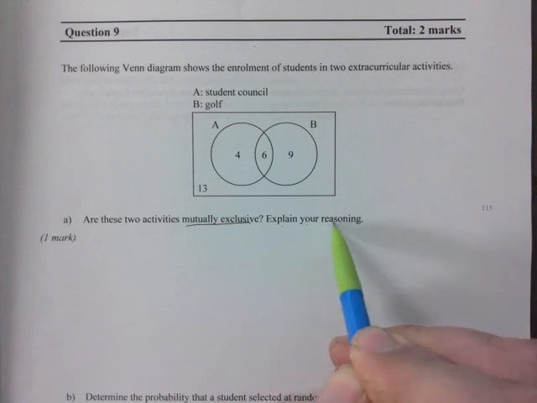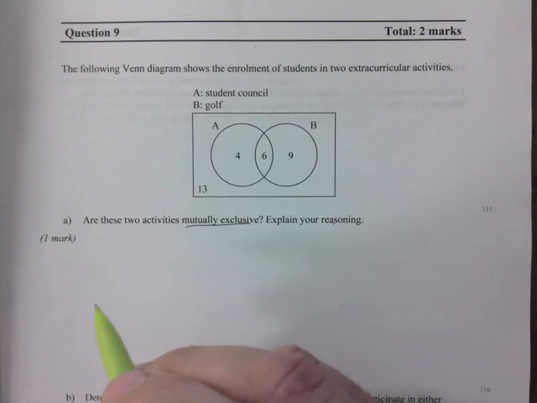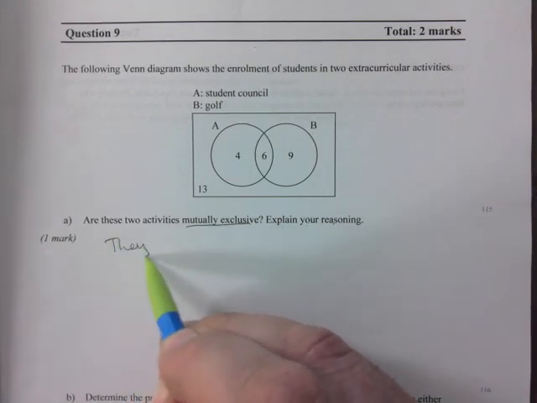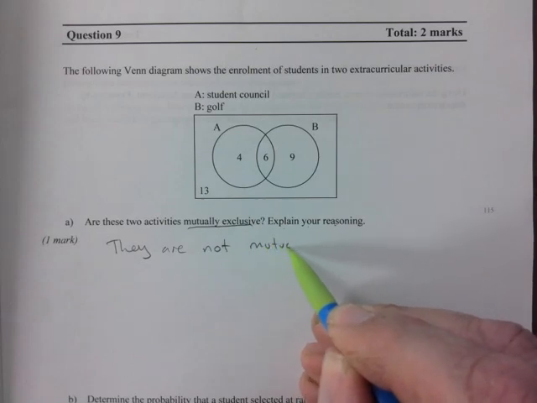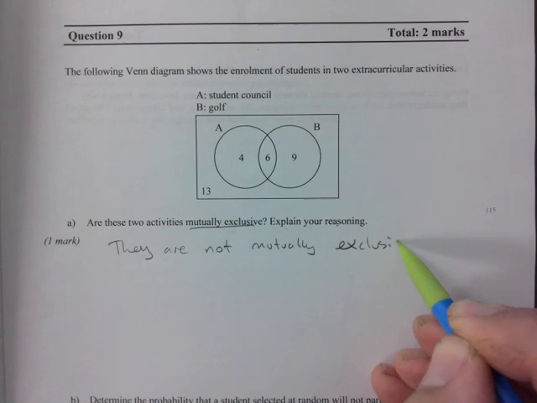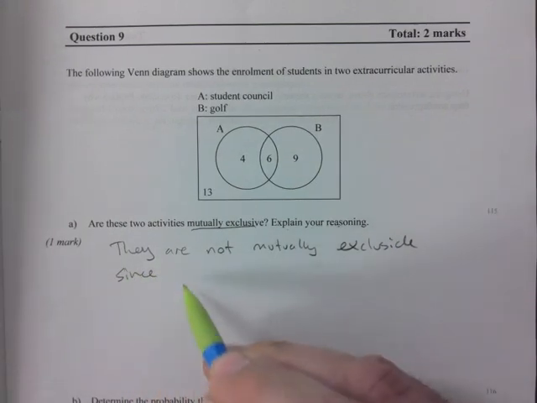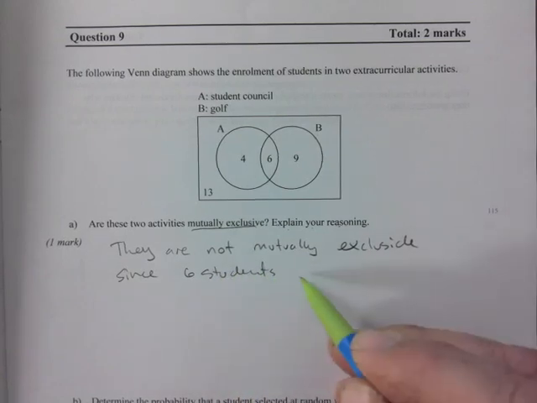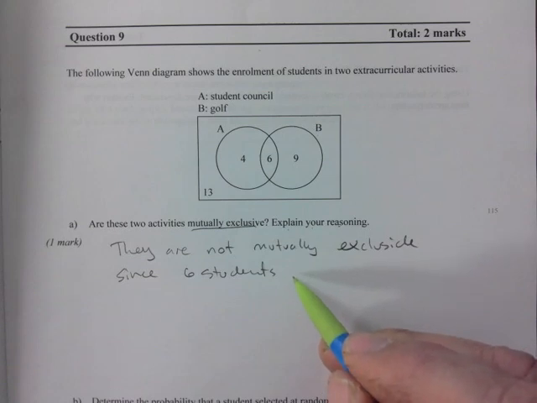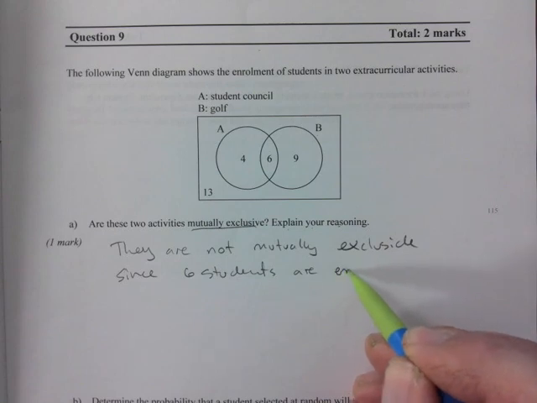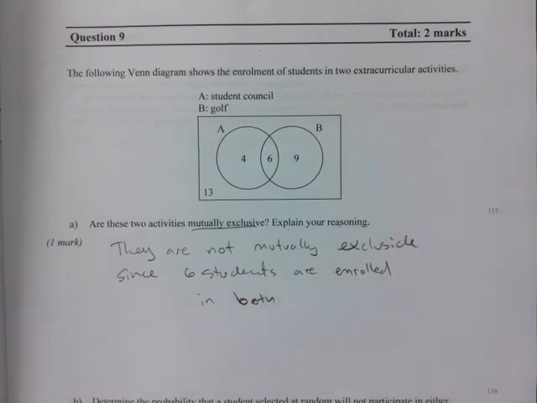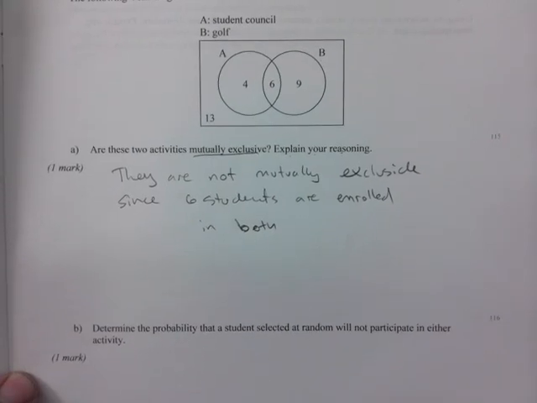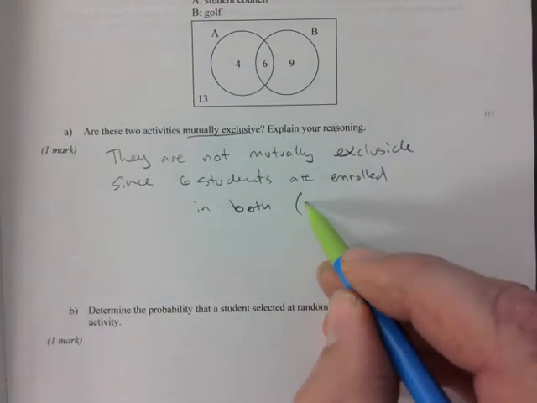Explain your reasoning. We would say they are not mutually exclusive. Or you can just say no, right? They are not mutually exclusive since 6 students are enrolled in both. I'm using their wording. That'll be good enough. That shows us you know that that's not mutually exclusive because they're joint, right? So they're joint sets.